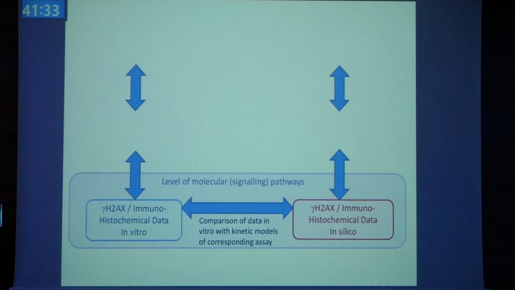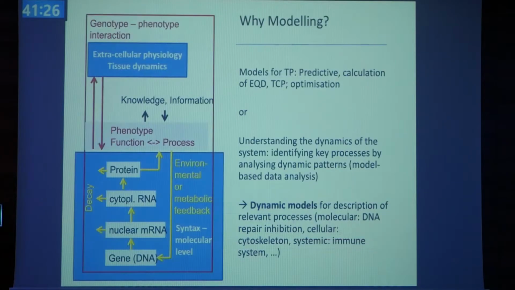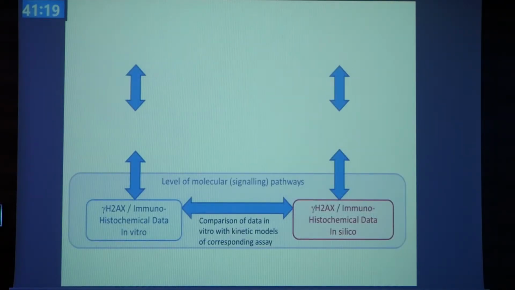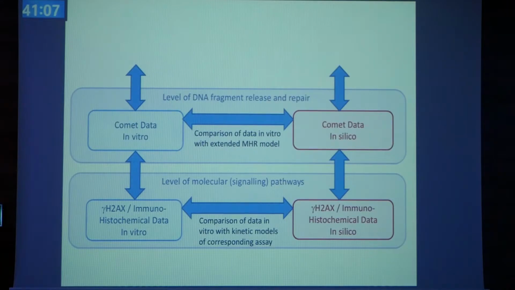Modeling a biological system is related to the scales in the biological system. So for hyperthermia, it's not clear on which scale we can or should model. We have the molecular model, and we can try to model immunohistochemical systems and then compare that to, for example, in vitro experiments. We can go a step up to DNA fragments.